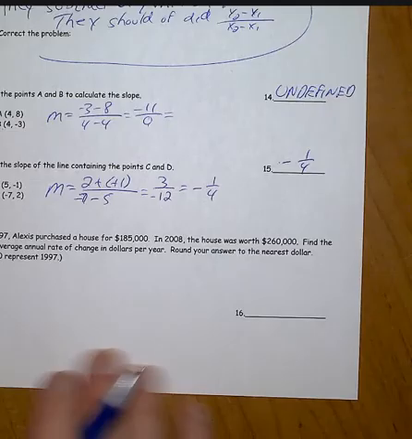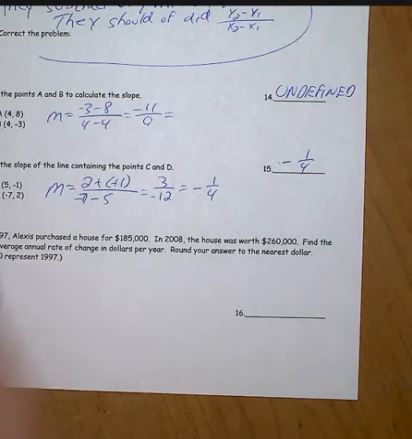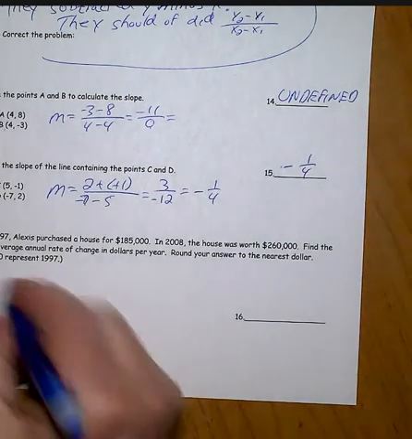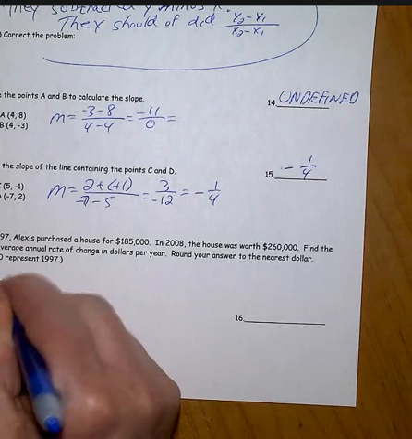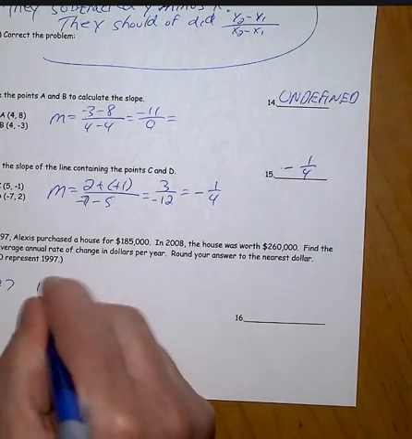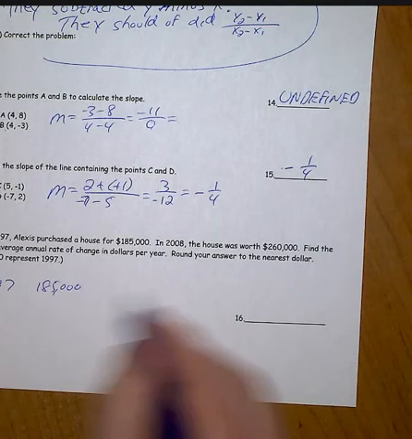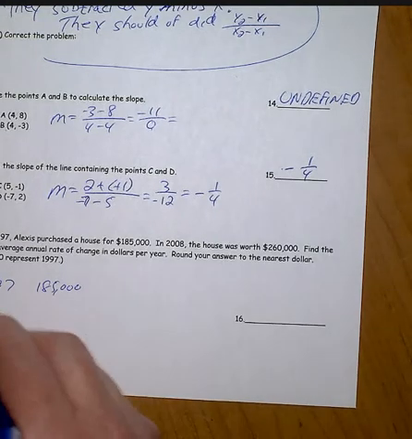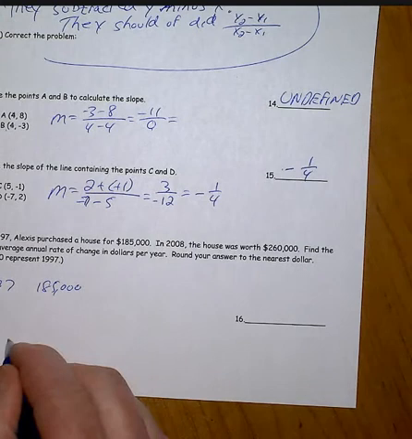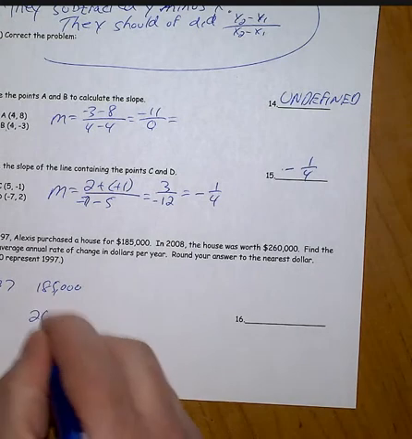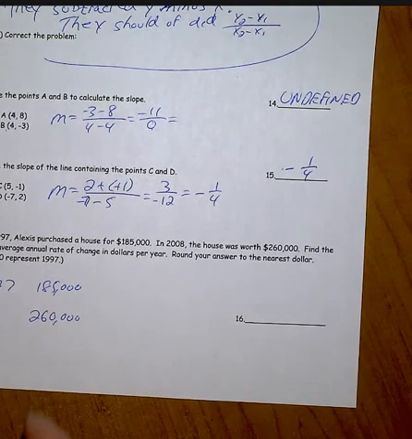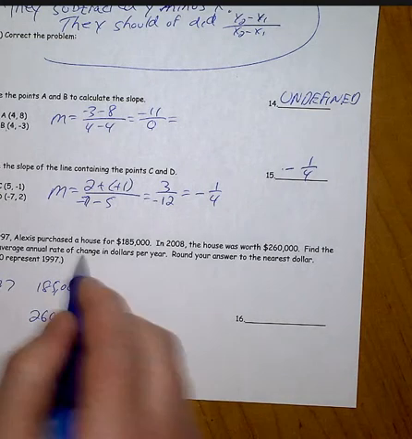Our last one: in 1997, Alex purchased a house. So in 1997, he purchased a house for $185,000. In 2008, it was worth $260,000. Find the house's average rate of change.